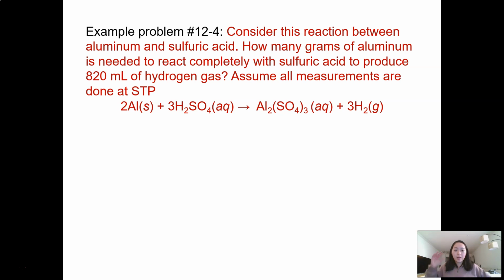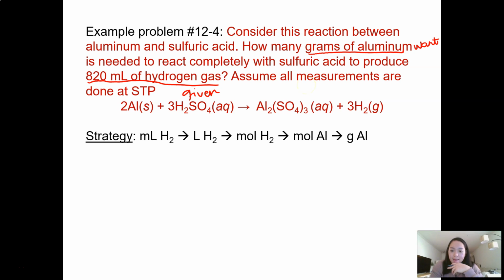Now knowing that these measurements are done at standard temperature and pressure, we can use the conversion factor, that is 1 mole occupies 22.4 liter of gas. So let's go ahead and use that. So first of all, I want to always find my given. And I can see that my given is 820 milliliter of hydrogen gas. So right there is my given. And what I want at the end is grams of aluminum. So I want that.